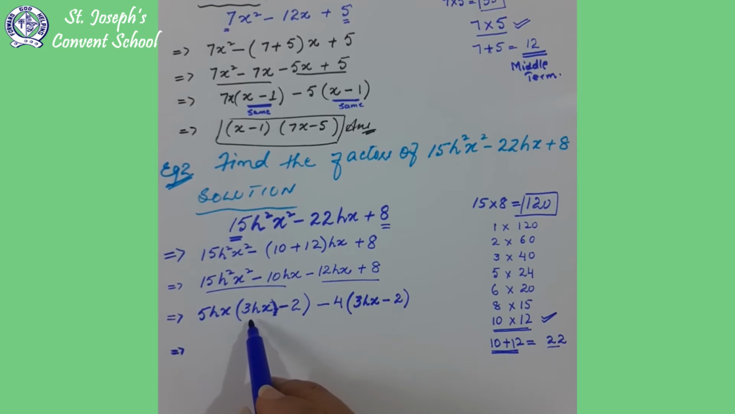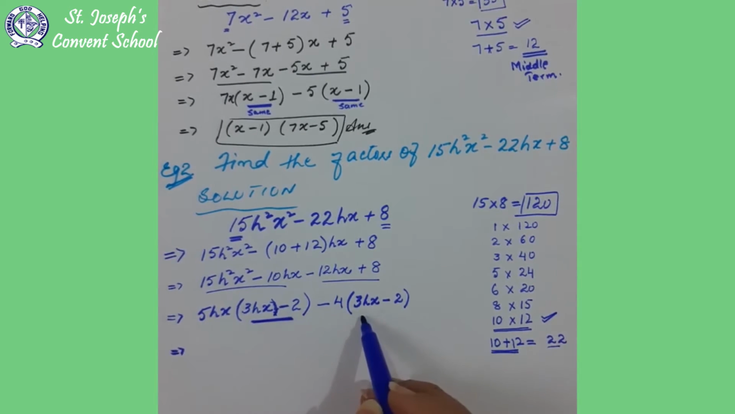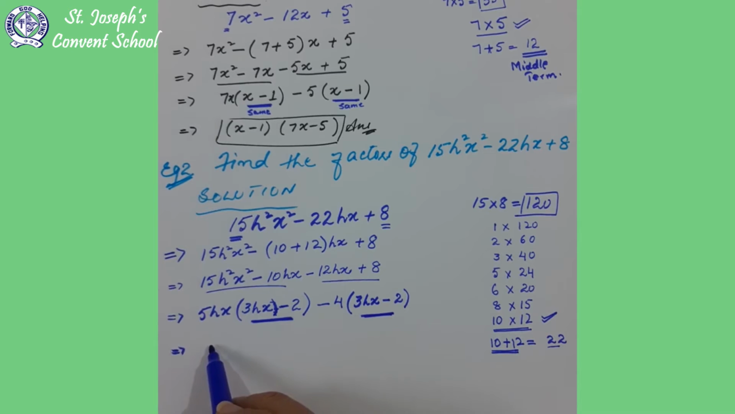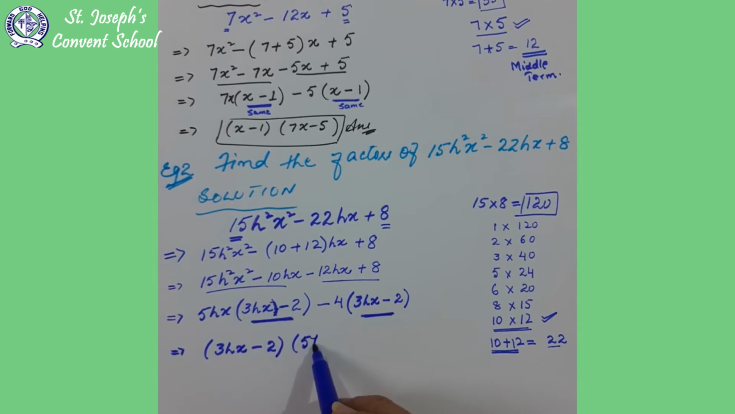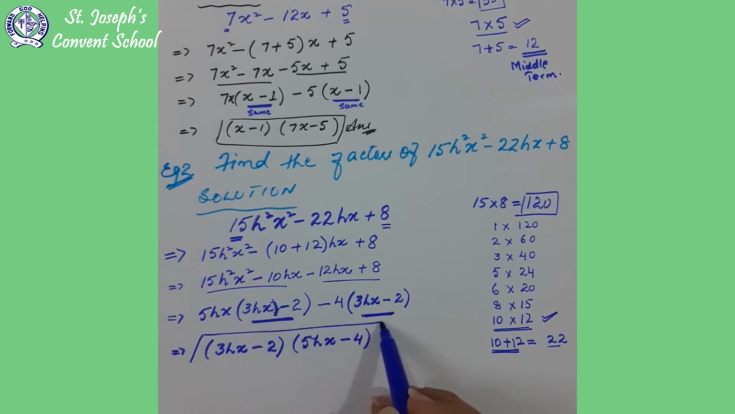Okay, now you can see that this bracket 3hx minus 2 and this 3hx minus 2 both are same. It means that factors are correct. So first we write the common bracket, 3hx minus 2, and remaining 5hx minus 4. So this is the answer.